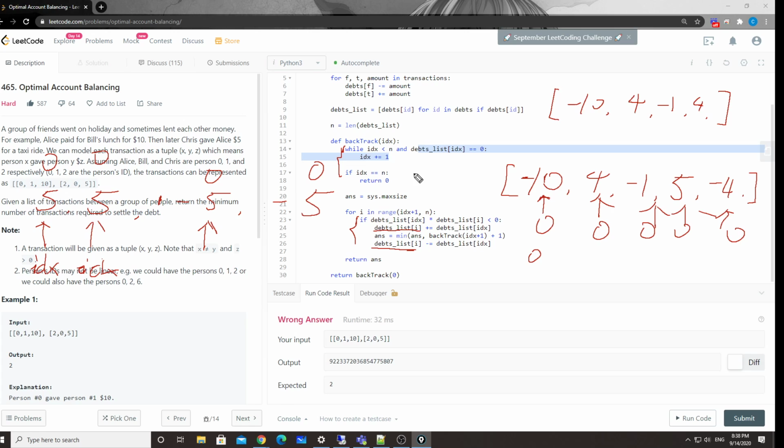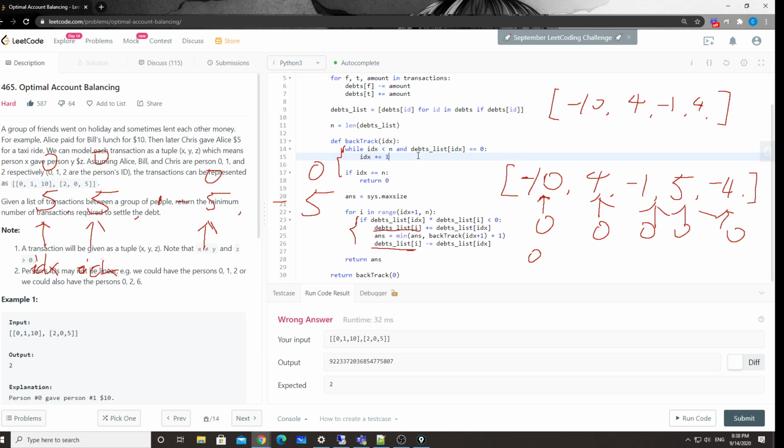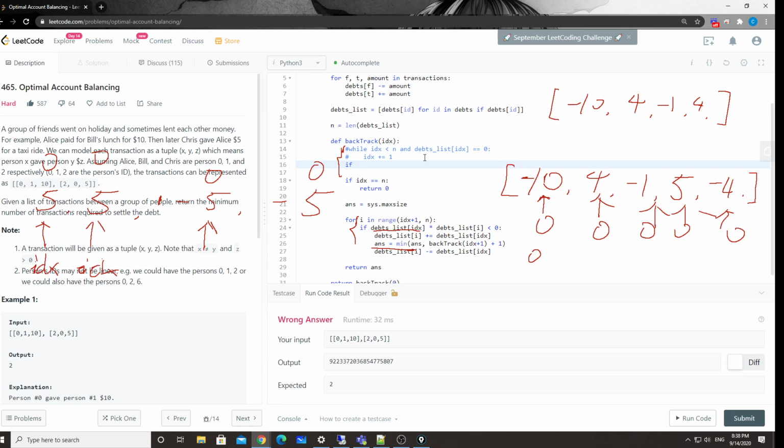So what I think makes sense is that instead of doing the while here, we can do this, right? Basically, if the index is smaller than n, and the current one is already settled, it's zero, okay? In this case, what do we do?